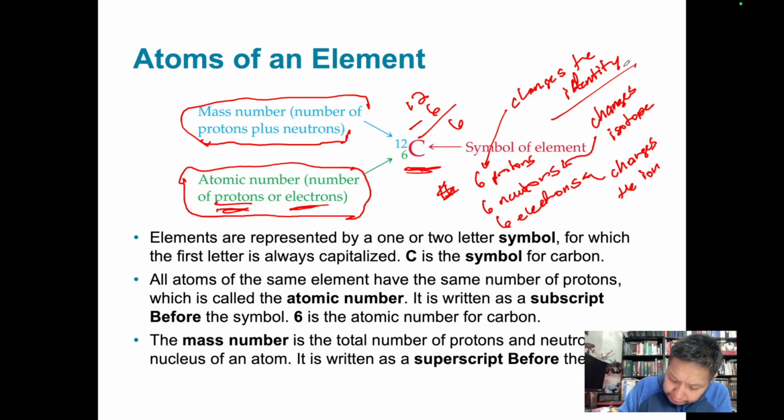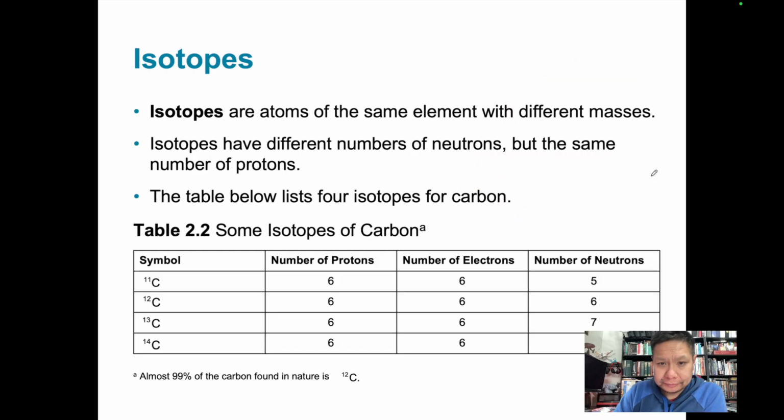But I want you to remember that. Changing the number of protons changes the identity of the atom. Now you have a new atom. Changing the number of neutrons changes the isotope, same atom but different isotope, and changing the number of electrons changes the ion, same atom but different ion. Okay, so let's go ahead and talk about isotopes.